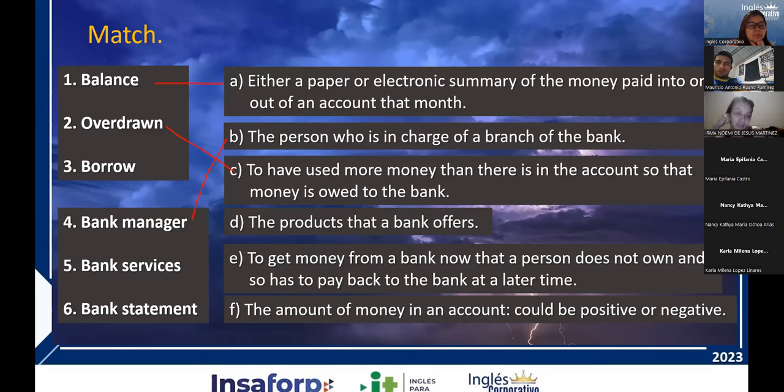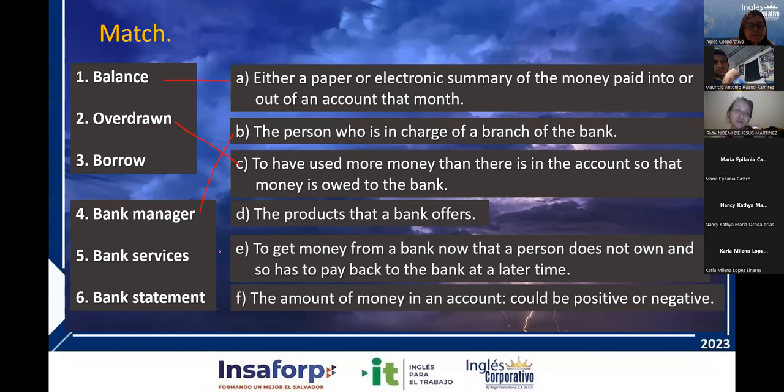Number three, little a, to get money from a bank. To get money from a bank is borrow. Yes. Okay. To get money from a bank that a person does not own, has to pay back to the bank at a later time. And number six is letter F. A bank statement: the amount of money in an account will be positive or negative.